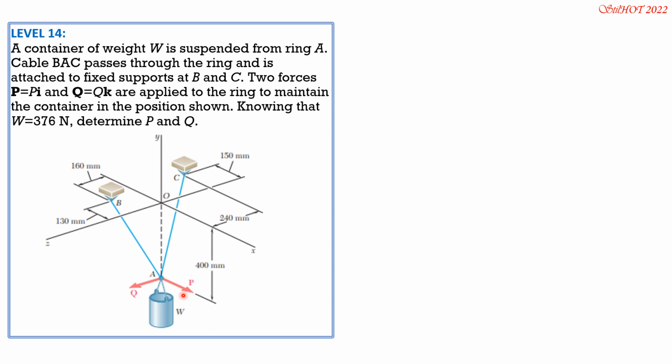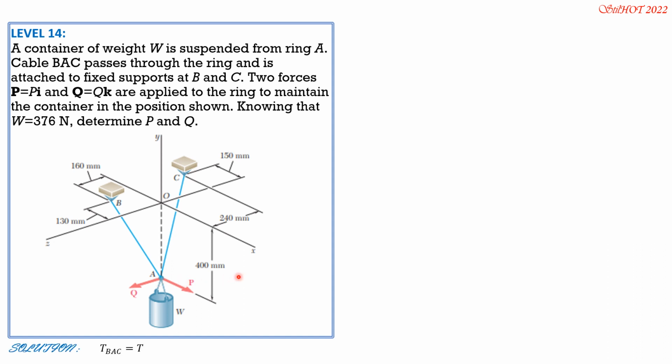So this is the given figure. Remember that BAC passes through the ring, and the ring is smooth. So therefore, whatever is the tension in BA, that's also the tension in AC. P is towards the positive x-axis, Q is towards the positive z-axis. That's why in vector form they are written here. So we will call tension in BAC as T.